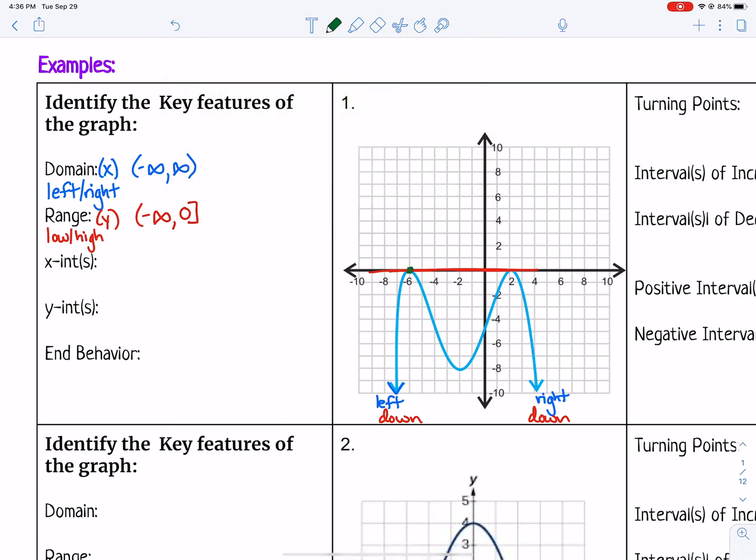For our x-intercepts, we have -6 and 2, so let's write those as an ordered pair. (-6, 0) and (2, 0). For our y-intercept, it looks like it's located at -5, so again, write that as an ordered pair.